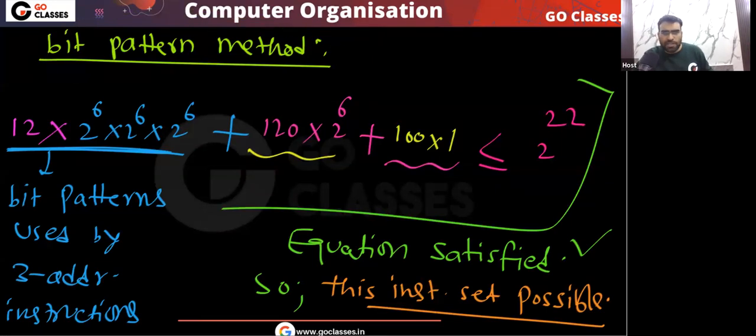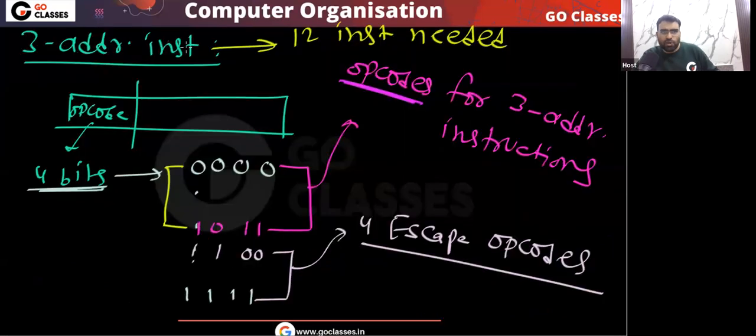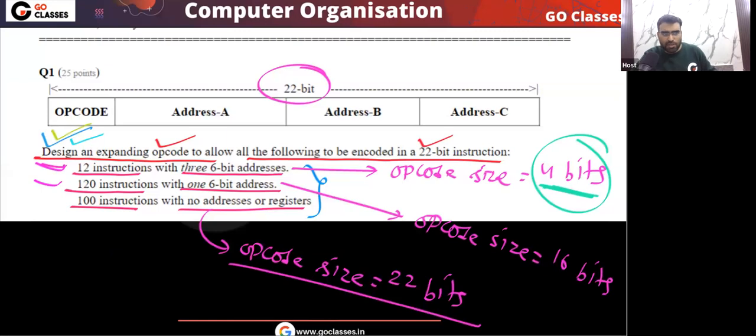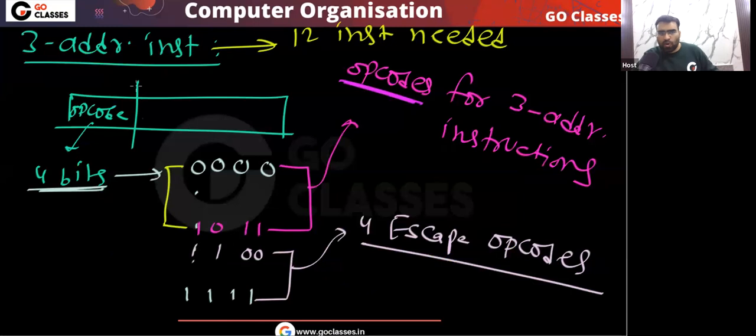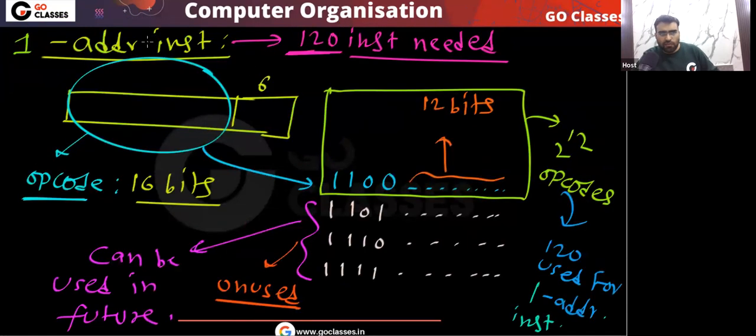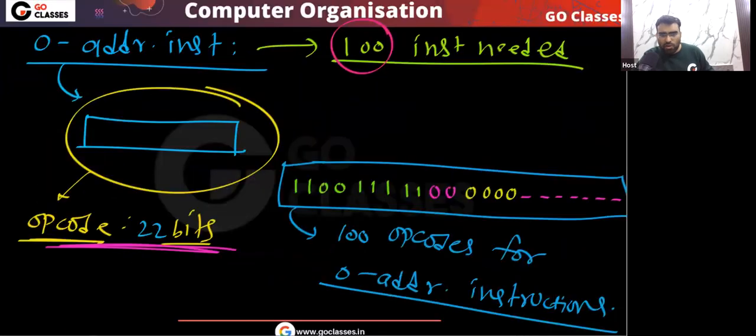But anyway, for practice, this is what I have given to you. The actual encoding I have designed. Yes or no? I am designing the actual encoding using the expand opcode technique. We started with 3 address instructions, then 1 address instruction, then 0 address instruction. So that design I have done.